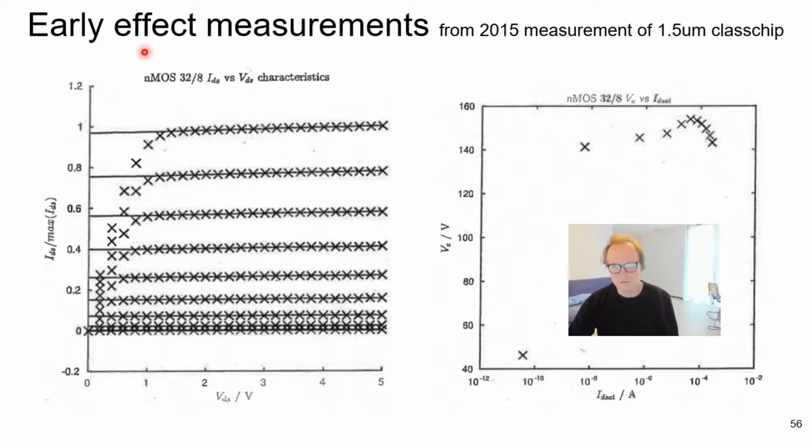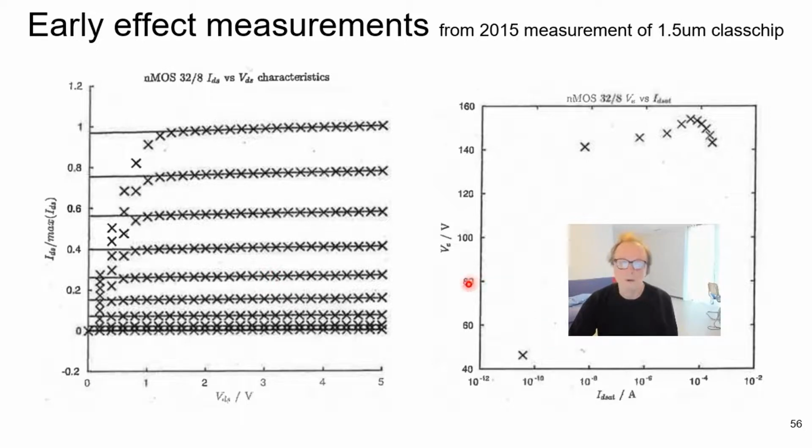So let's look at some real Early effect measurements from 2015 of this 1.6 micron class chip. So here are the drain source currents versus drain source voltage for different gate voltages. And you can see the exponential increase in the drain current with gate voltage increase. Each increment of gate voltage here is linear. And now what they did was to take these saturation parts of this long 32 by 8 transistor, and they fitted a line through them. Okay, and way back here at minus 100 volts or so, these lines intercept the voltage axis.